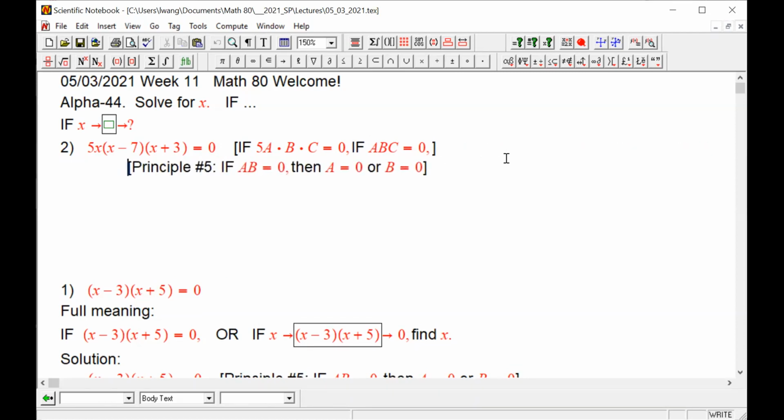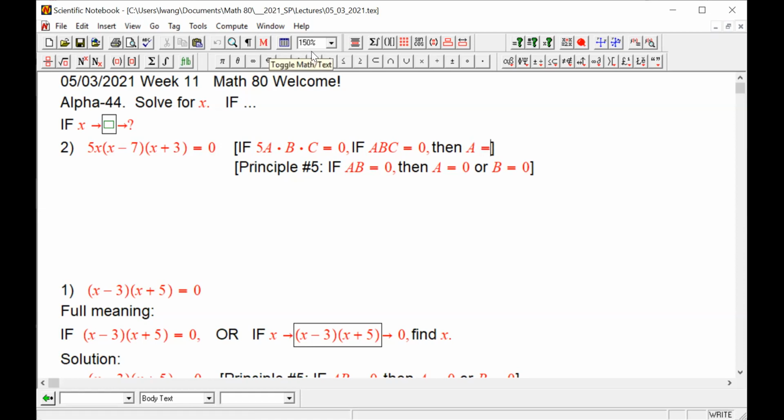Principle number 5 is such, but what if we have A times B times C? And of course, that would be A equals 0, or B equals 0, or C equals 0. And you can see this principle can be extended to 3 numbers, A times B times C. It can be extended to 4 numbers, A times B times C times D, and so on and so forth. So we're going to use principle one more time.